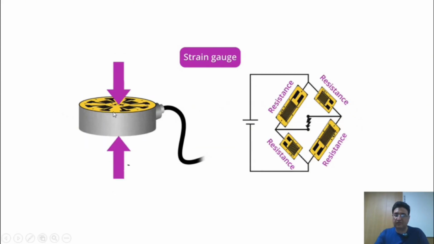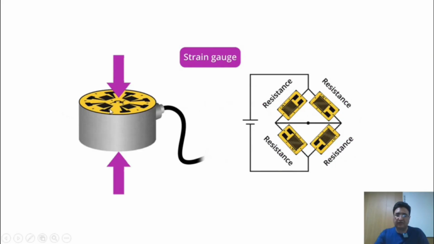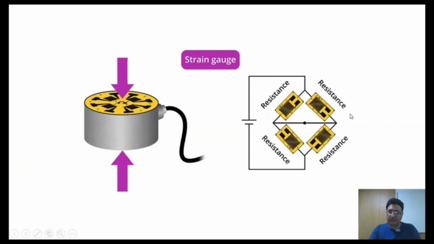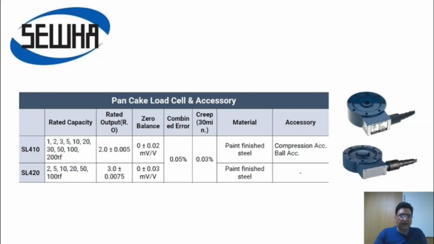These are commonly referred to as pancake load cells, and as you can see, several strain gauges are placed on their metal core, allowing them to perform measurements. In the SEWHA brand, we introduced pancake load cells in two models, SL410 and SL420. The SL410 load cells have a capacity ranging from 1 ton to 200 tons. The SL420 load cells have a capacity ranging from 2 tons to 100 tons. Their combined error is 0.05%. That means for every 100 kilograms, there is a 50-gram error.